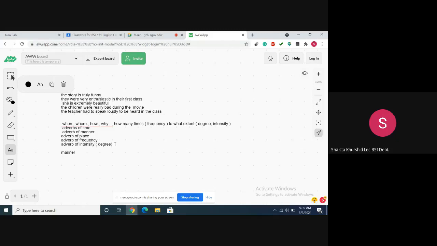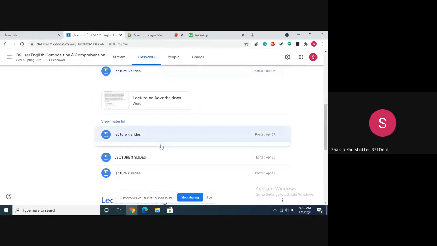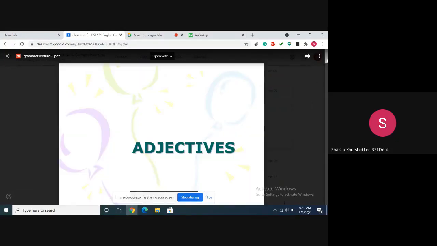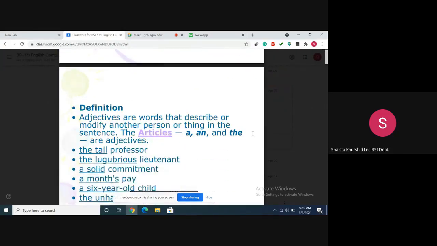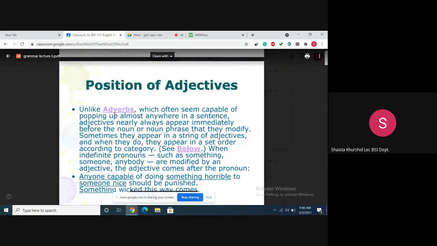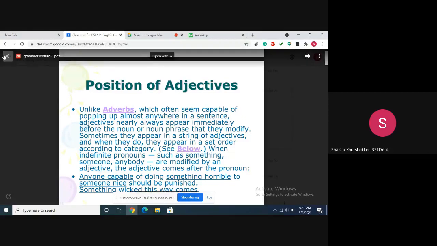But unlike those adjectives, let me open that particular slide that we discussed in the previous class. It was slide 4, and it was on adjectives. And I said that unlike adverbs, they can pop up anywhere in a sentence. Now see the position of adjectives. Yahan pe kehte hain, unlike adverbs, which often seem capable of popping up almost anywhere in a sentence, adjectives nearly always appear immediately before the noun or the noun phrase. So it was just a point that I wanted to discuss.